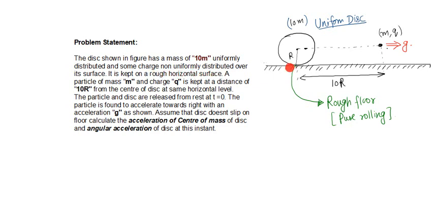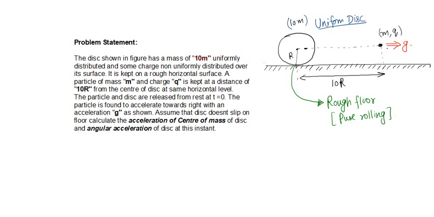The horizontal surface below the disk is rough, and the coefficient of friction of this surface is sufficiently large such that the disk does not slip on this surface. It basically rolls. Then a particle of mass m and charge q is kept at a distance of 10r from the center of the disk at the same horizontal level.